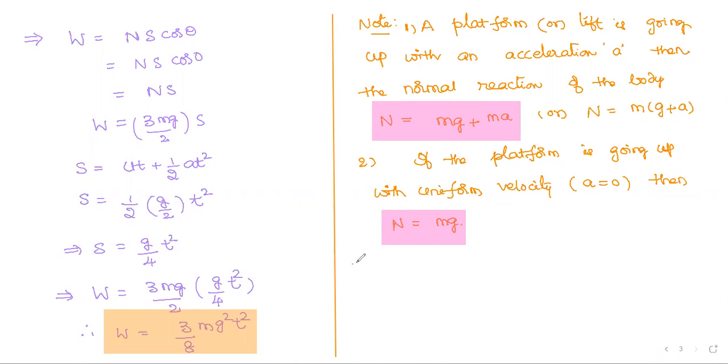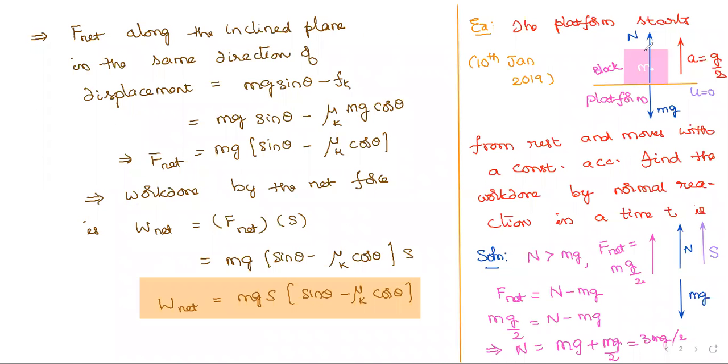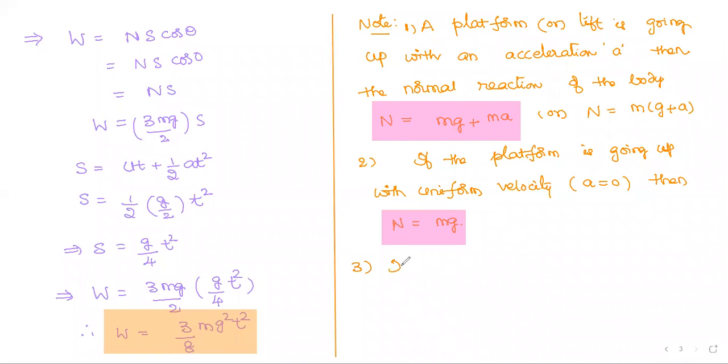And the third point here, when it is at rest, in the problem I already explained, when the block is at rest, N equals mg. Why? Because a equals 0 at rest. So if the lift or platform is at rest, like at the ground floor, here in this case also a is equal to 0, then N equals mg. Straight away we write.